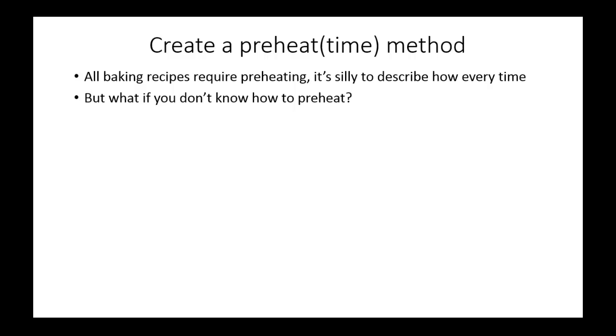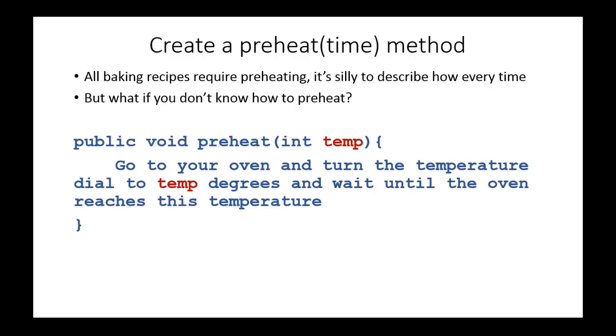So let's kind of say we do it like this. Now I know this isn't perfectly correct Java. This is something that programmers call pseudocode, which is like a mixture of English and Java, and it's a good way to mock up your programs and design them in your head before you actually get down and dirty into the actual code. But this is the idea. So we got a preheat method, it takes in the temperature, and it describes how to preheat your oven, right?